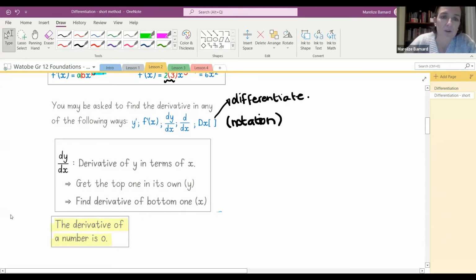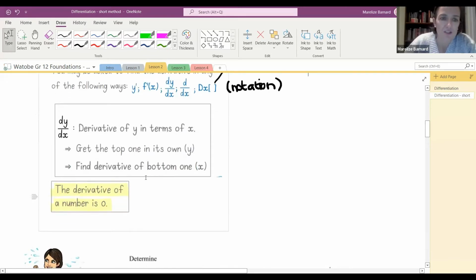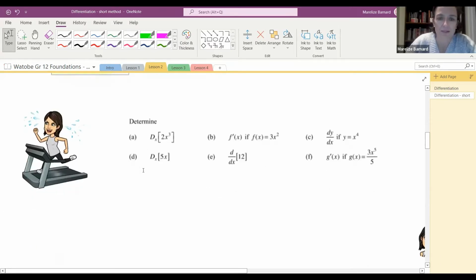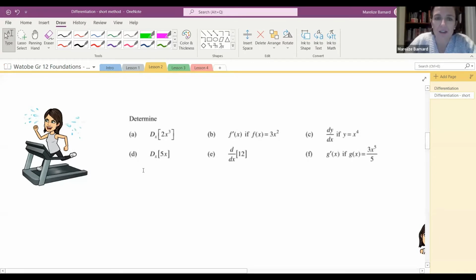Okay, so that's just a little bit more about dy by dx and what it means. And this little note here, just a reminder that the derivative of a number is 0. Okay, so let's start with one or two examples. So this first example, we've basically done already. It was our example previously.